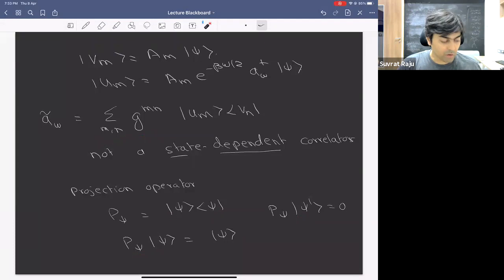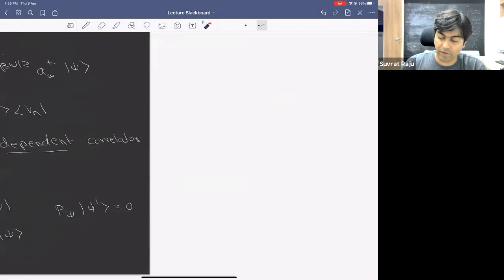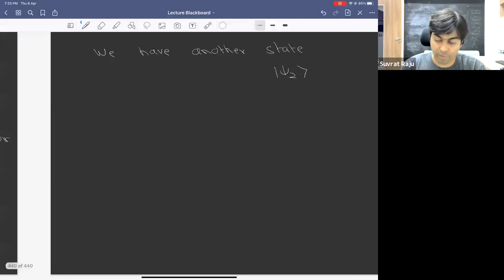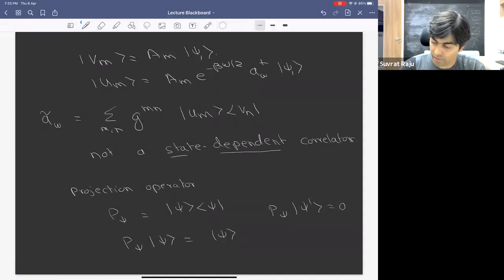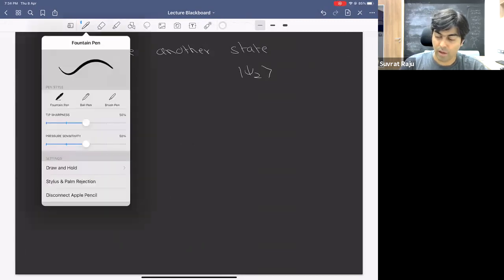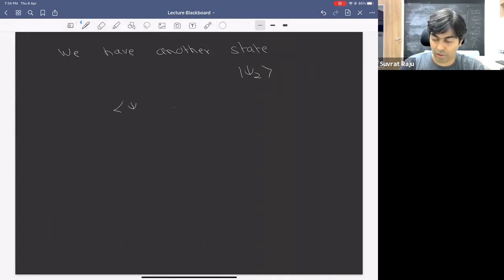But what is the problem with the operators that we've been discussing so far? Let's say we have another state, and let's call that state psi2. In fact, if you'll permit me, I'll go back and call this psi1, and I'll put an A omega psi1 here. So this is the operator that we constructed on the state psi1. And let's say we have another state which we call psi2. And we look at this correlator.